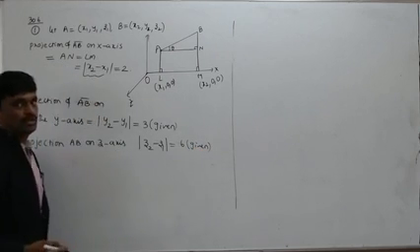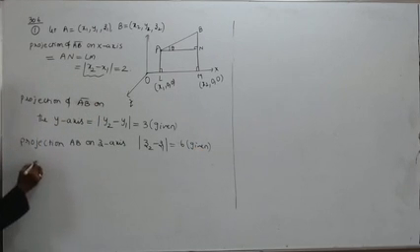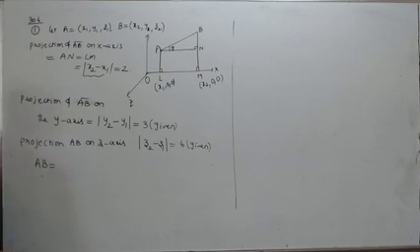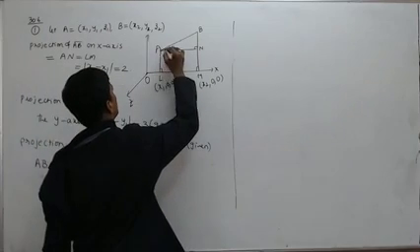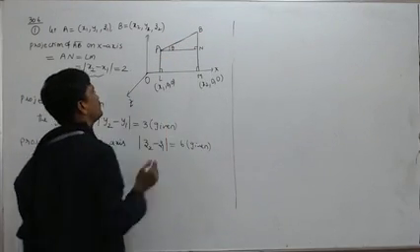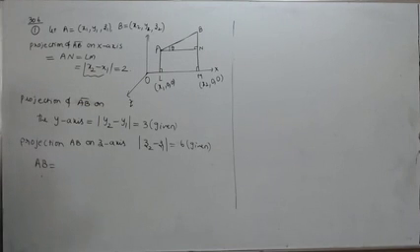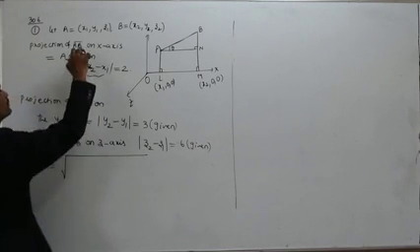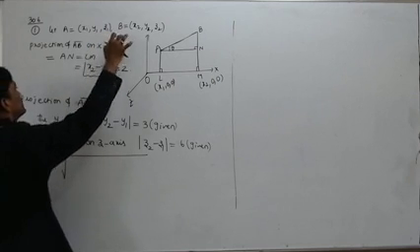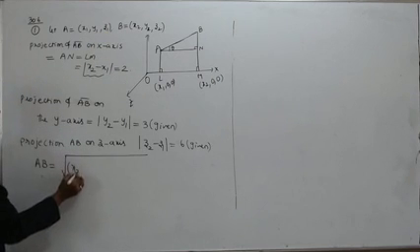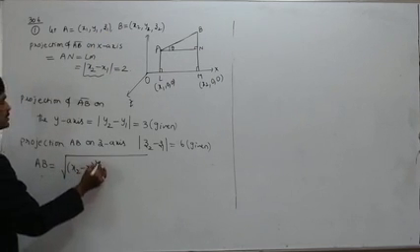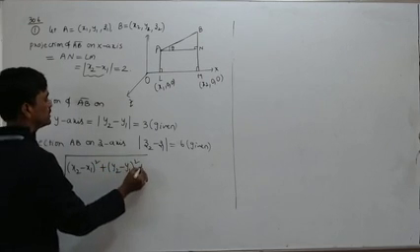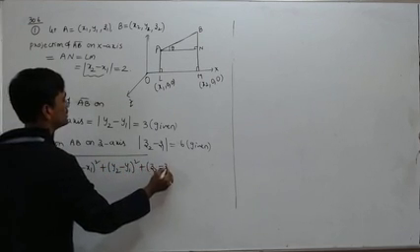But we have to find the segment length AB. So the segment length AB is equal to the distance between the points A and B. So using the distance formula, what will you get? Square root of, what is the distance between these 2 points A and B? Square root of (x2 minus x1) whole square plus (y2 minus y1) whole square plus (z2 minus z1) whole square.